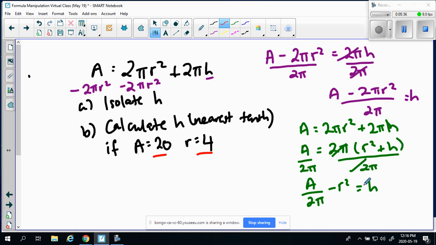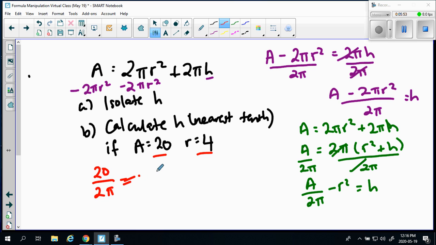Now, I think that it's a little bit easier to plug it into the green one than the purple one, but it doesn't really matter in the end. Both of these answers are perfectly correct. So I'll just use the green one. So 20 over 2 pi minus 4 squared.